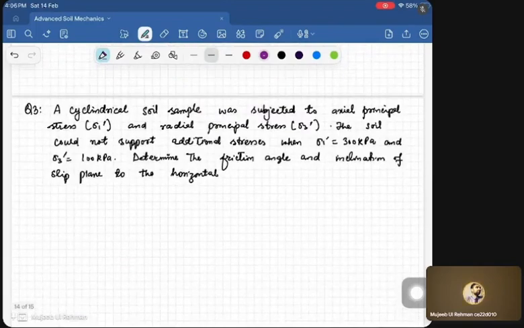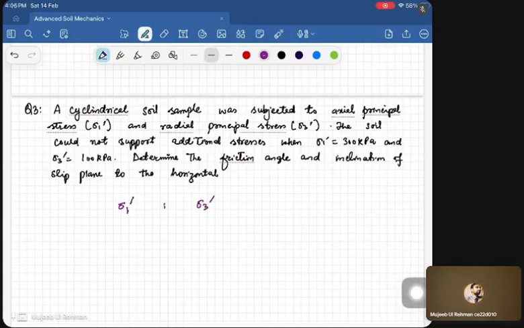A cylindrical soil sample was subject to an axial principal stress sigma 1 dash. So we have a cylindrical sample in which the axial principal stress is sigma 1 dash and the radial stresses are sigma 3 dash. The soil could not support additional stress when sigma 1 dash is equivalent to 300 kPa and sigma 3 dash is equivalent to 100 kPa.